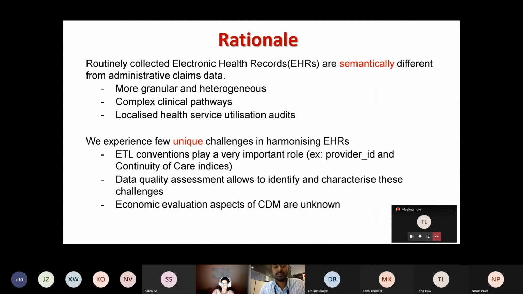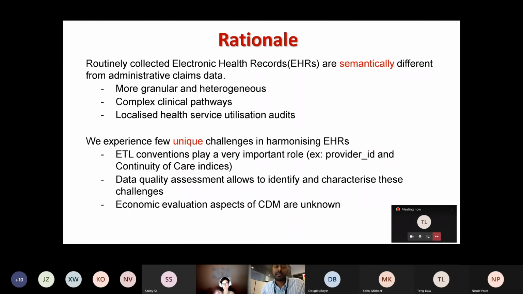we will not be able to answer some of the research questions. So, for example, a continuity of care index, which is one of the most widely used indices in primary care and also in secondary care to understand the associations between outcomes and health service utilization. So this is a very good example. When we actually harmonized EHRs, it also introduced a certain number of unique challenges.